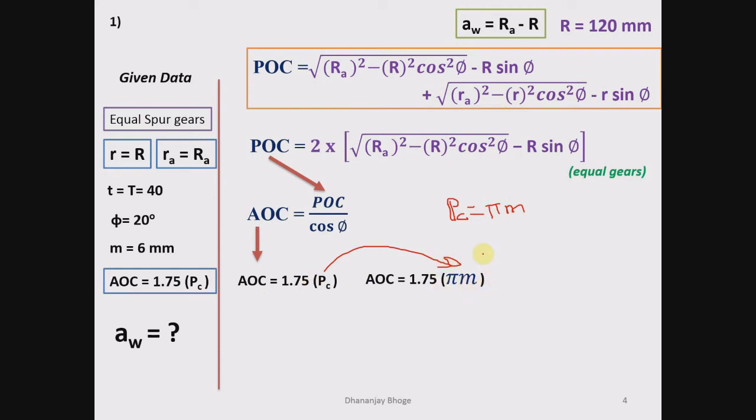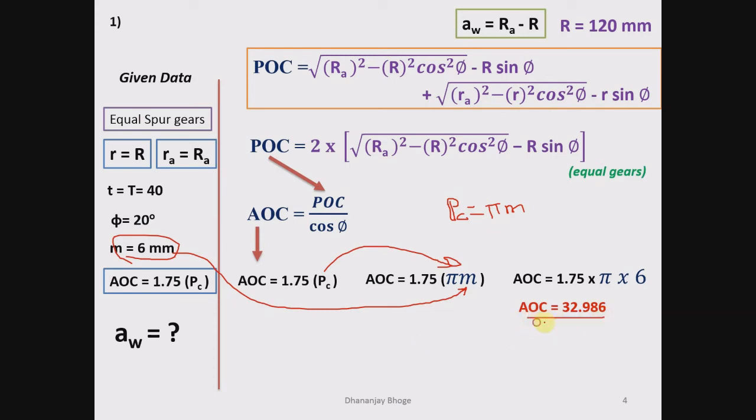What is module? Module is 6 mm. So write 6 for m. We know the value of pi. And multiply all these three terms: 1.75 into pi into m. Very good. 32.98. Correct. So write down arc of contact is 32.986.